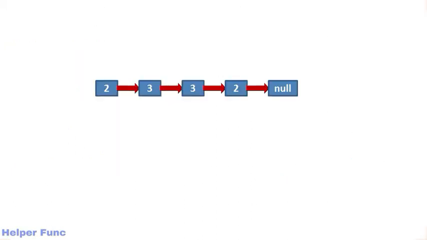And now we are given these sequences of numbers as a linked list and we need to determine if it is a palindrome or not. So for this example, as they read the same from forward and backward, that is 2 3 3 2, this linked list is a palindrome and hence we will return true. So let's see how to solve this.